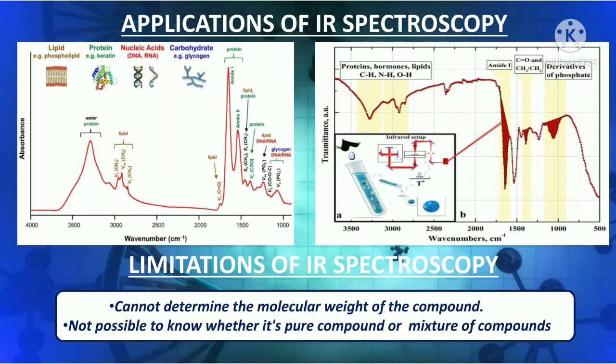Coming to the application part, we can identify many compounds. We can use it in forensic analysis. As you can see here, there are two pictures. One is absorbance versus wave number, and one is transmittance versus wave number. You will generally most of the time see the transmittance versus wave number graph as it is used normally, but it is not the case that absorbance versus wave number is never used.